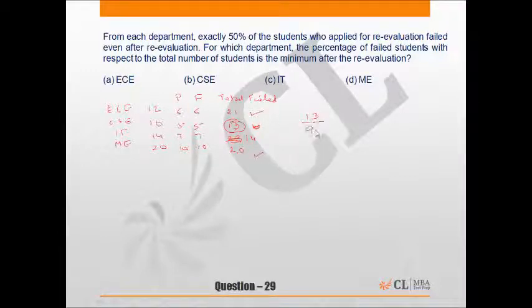So I will directly calculate the percentage for CSE. CSE would be 13 upon 90 into 100. And since the number of students is different in IT, I will calculate it for IT also. So IT, it will be 14 upon 60 into 100. No need to calculate the exact figure. Just multiply both the numerator and denominator by 1.5. This will become 21 upon 90 into 100. I can easily compare that this figure is the minimum. So my answer is CSE.